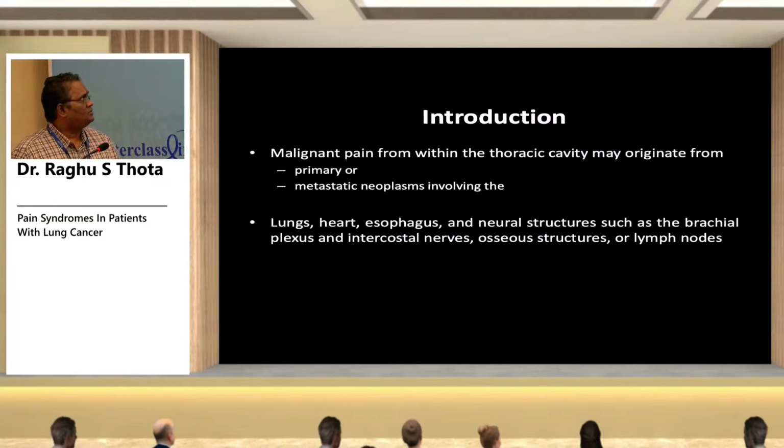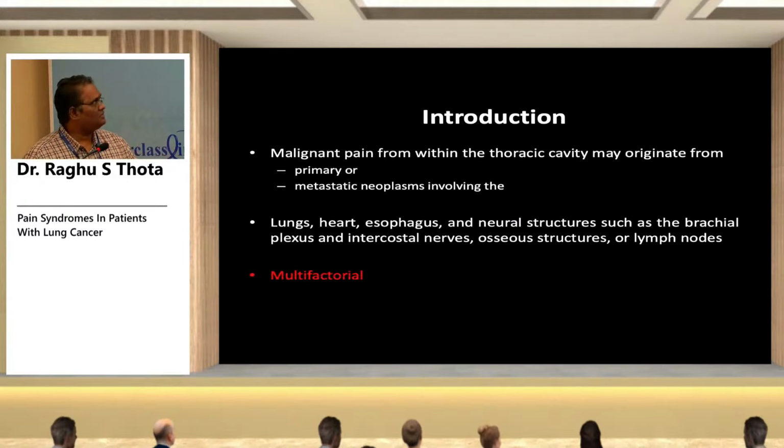So everyone knows that the pain originates within the thoracic cavity, mainly because of the primary tumor itself, or because of the metastasis of the neoplasm, that the same tumor which may metastasize, or from other areas it may come to these areas. And it involves the lungs, the heart, esophagus, neural structures such as the brachial plexus and intercostal, then your osseous structures and or lymph nodes. So these are the various ways the lung cancers do present with, and these are the various sites.